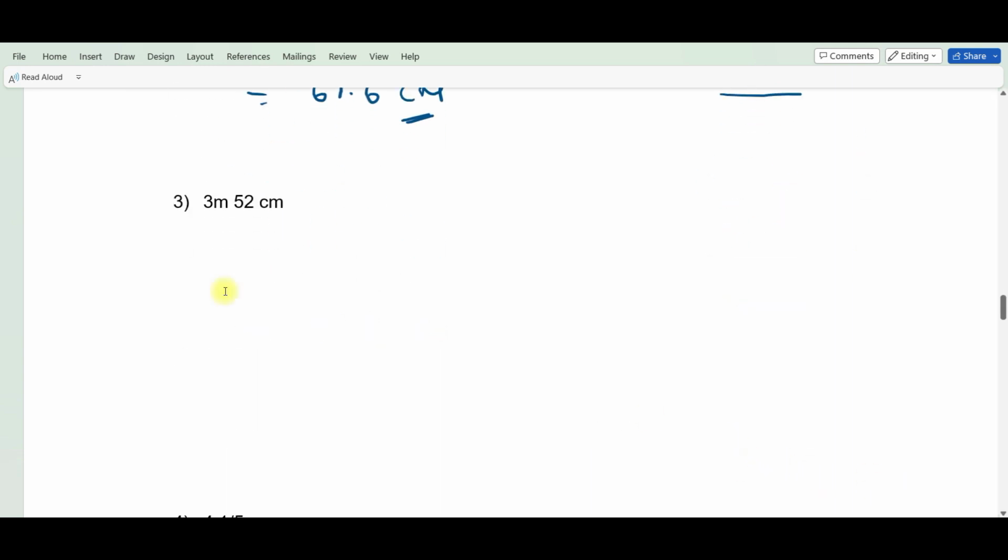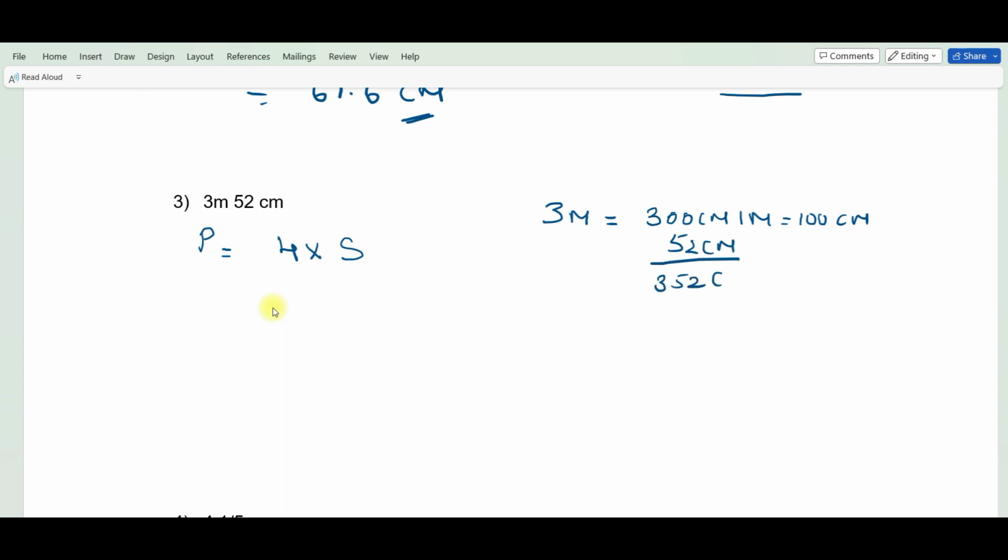Now we have a variation of it where they have given you meters as well as centimeters. As I said, you have to convert it to a centimeter first for it to solve. So let us write the formula first. That is, the perimeter of a square would be 4 into s, where s is the side. Now we have 3 meters. As all of you know that 1 meter would be 100 centimeters. So 3 meters would be 300 centimeters. We also have 52 centimeters here. So I'll have to just add it up. That is 352 centimeters. So the side would be 352 centimeters.